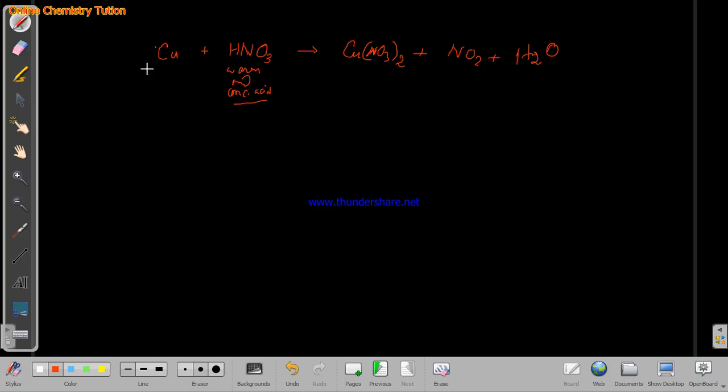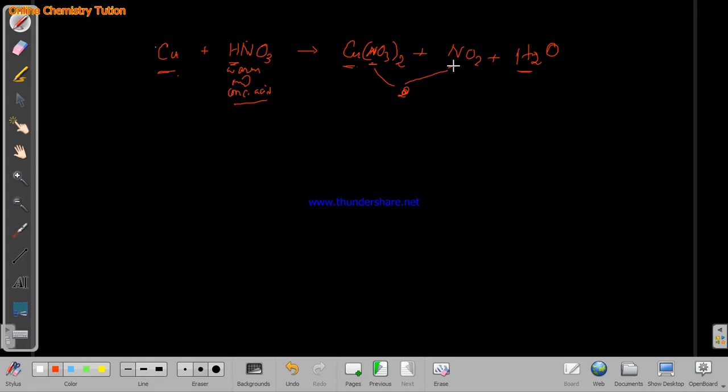Before doing this, we will calculate how many atoms are present before balancing. Here one copper is present and here copper is present. So the minimum number of copper atoms is 1 here and here. So it is already balanced. Now hydrogen is present here, and only here hydrogen was present. Here nitrogen is present, here nitrogen is present, so nitrogen is present in 2 positions.